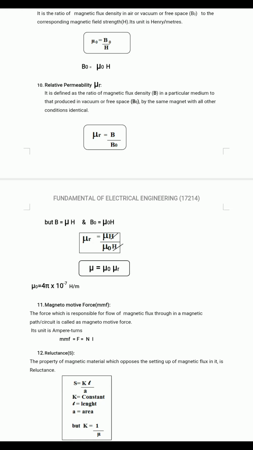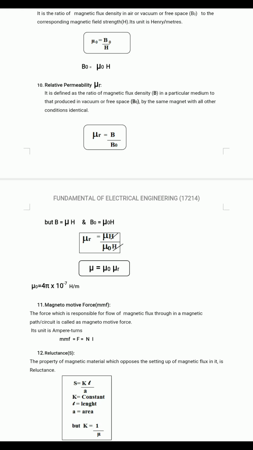So in a magnetic circuit or path, the fluxes which are flowing from here to there, these fluxes are responsible to flow in a magnetic path or circuit due to the force called magnetomotive force. So due to this force, the fluxes are going from the N pole to the S pole.